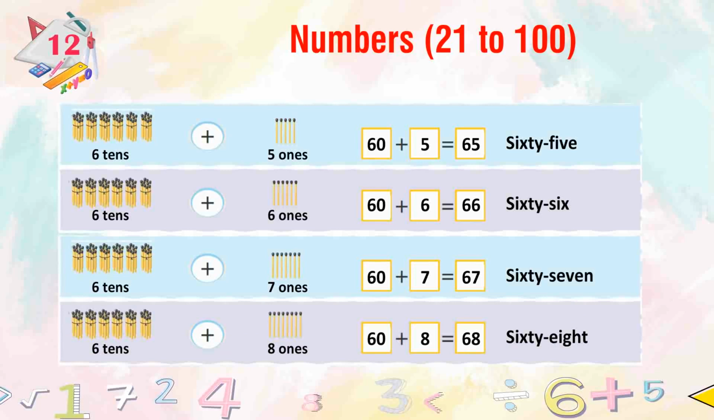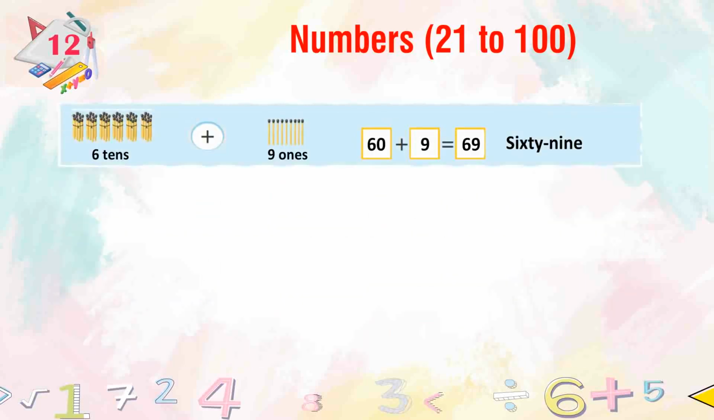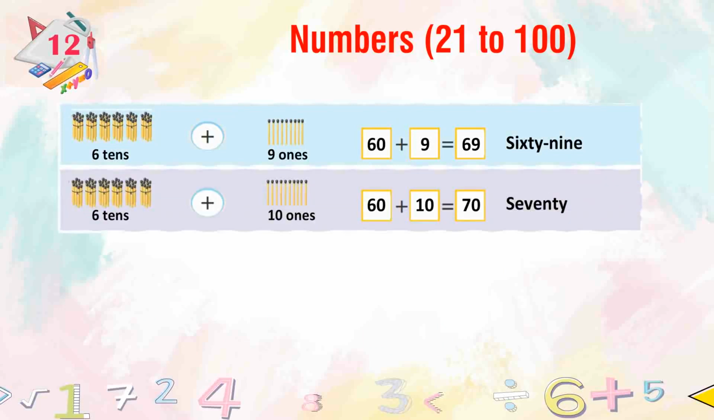Six tens plus 8 ones, 60 plus 8 is equal to 68. Six tens plus 9 ones, 60 plus 9 is equal to 69. Six tens plus 10 ones, 60 plus 10 is equal to 70.